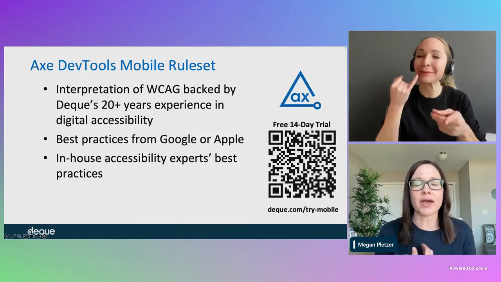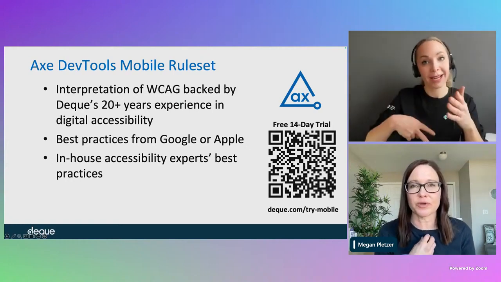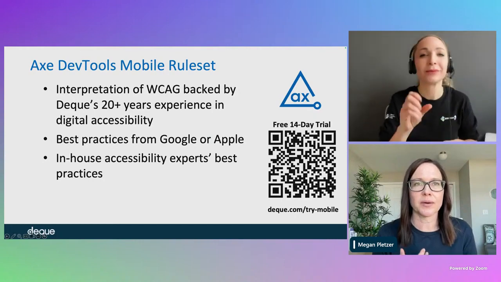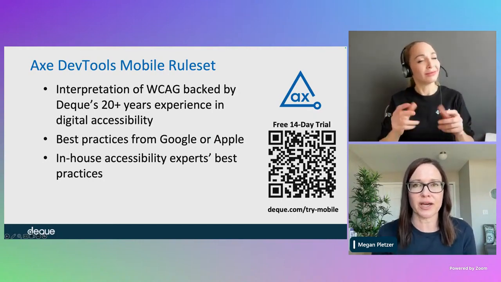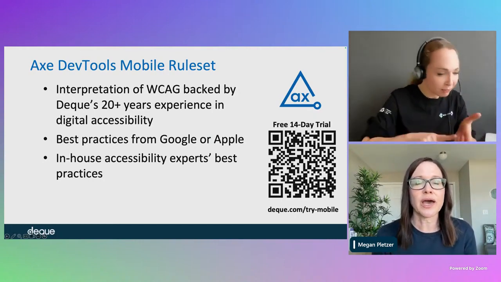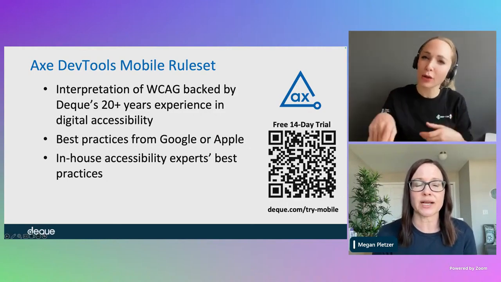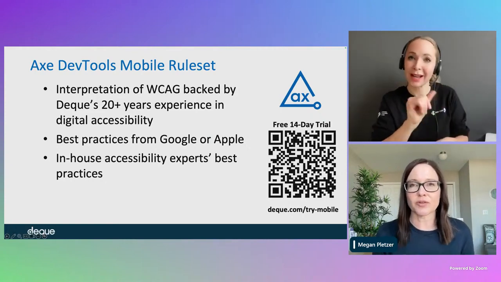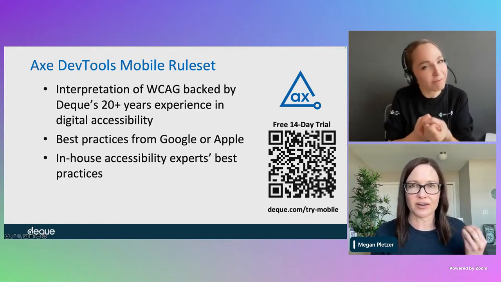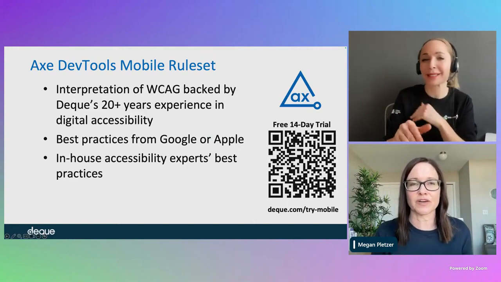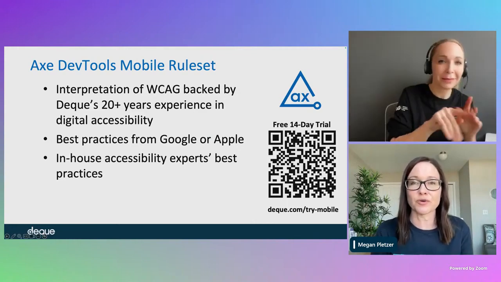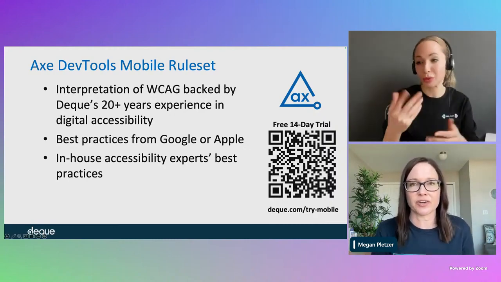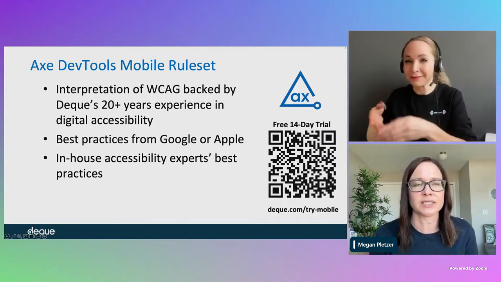So here at DQ with our Axe DevTools mobile rule set, we put a lot of due diligence into making sure that our rules are very high quality and that the results you're getting, you can really trust. So we do have our own interpretation of WCAG that's backed by our over 20 years of experience in digital accessibility. What's been really cool working here that I've experienced is having our development team and our accessibility professionals working together on the development of those rules. Really two completely separate areas of expertise coming together to create really good mobile accessibility testing rules.